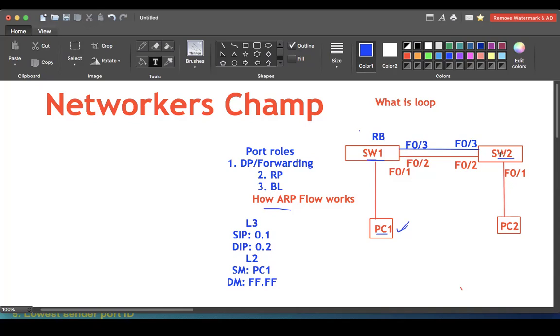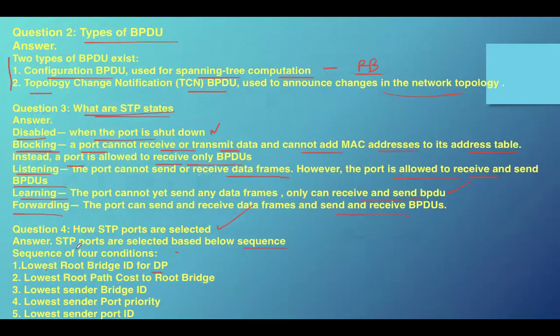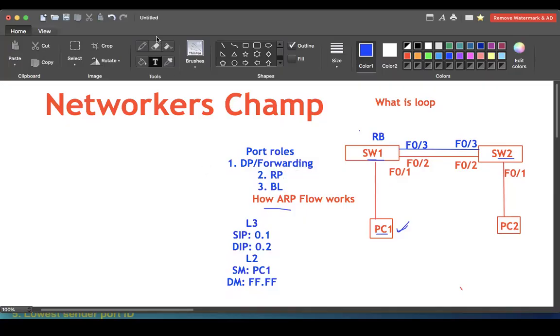Now, switch 2 cannot make either of its ports a DP because the DP is already selected at the remote end. Now, what port roles are left? RP is left here, and blocking.